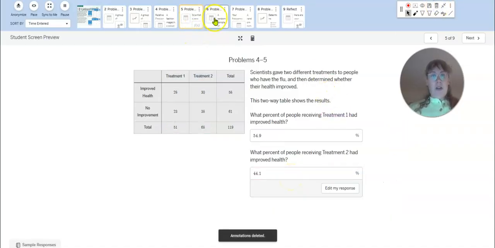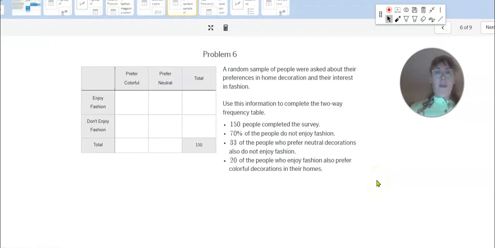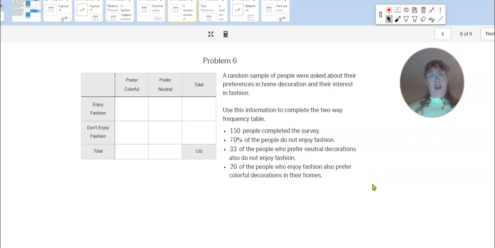Clear my board, go to the next slide. A random sample of people were asked about their preferences in home decoration and their interest in fashion. Use the information to complete the two-way frequency table. So 150 people completed the survey. So we see our 150 down here in the bottom right.